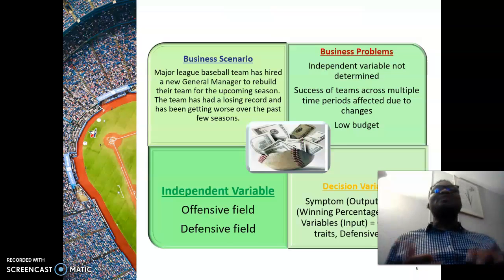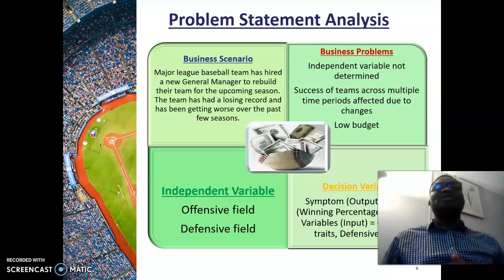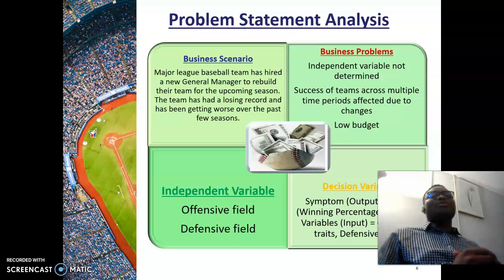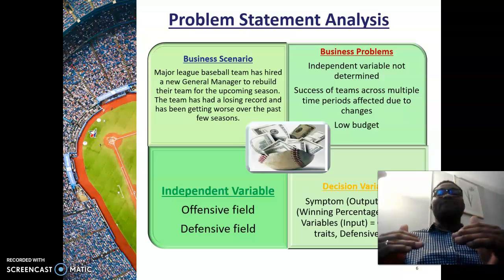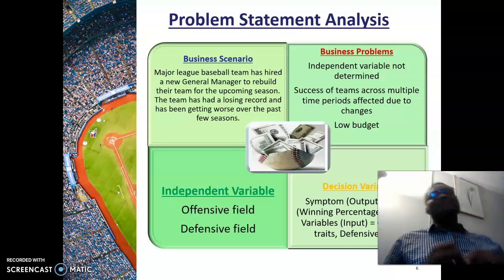And we have a problem statement analysis. The business scenario is to hire a general manager to rebuild a team that has a long losing record and has worsened over a period of years. And the business problem is determining the independent variables. The success of the team varies by period due to change and low budget, and we'll be working on 2 dependent variables, offensive and defensive variables. The decision variable is an outcome based on the winning percentage, and we have offensive input and defensive input, which are offensive trade and defensive trade.